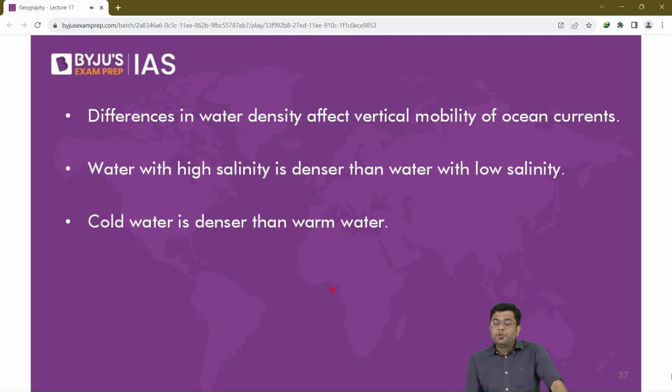Okay. Now, then we come to the aspect of density of seawater.